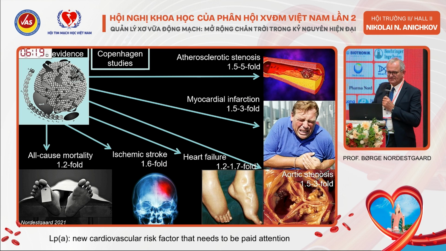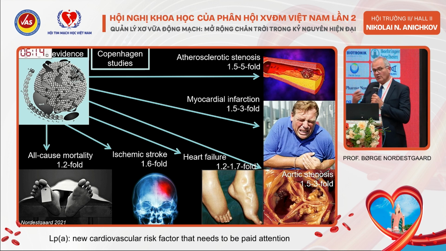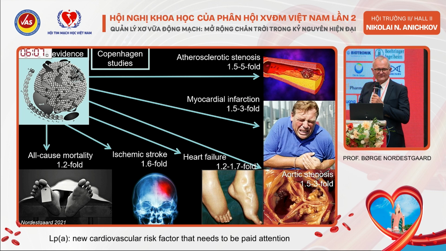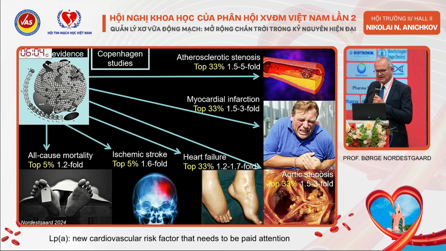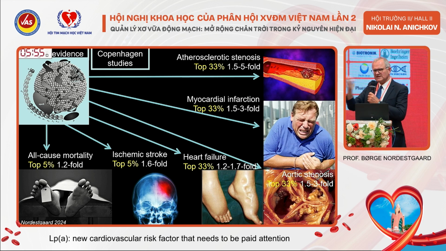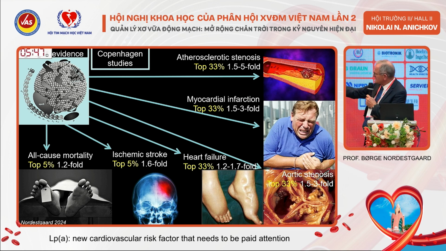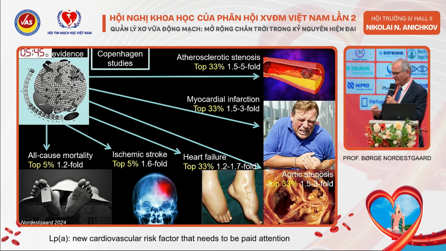Then there's heart failure, 1.2 to 1.7-fold, ischemic stroke, 1.6-fold, and all-cause mortality, 1.2-fold. That's a 20% higher risk of dying if you have the very highest Lp(a), which is a very high risk for dying. Here I put in how many people are actually affected. For atherosclerotic stenosis, myocardial infarction, heart failure, and aortic stenosis, it's 1 in 3, every third person. So a lot of us have high Lp(a) and these risks. For ischemic stroke and all-cause mortality, we could only find it for 5%.